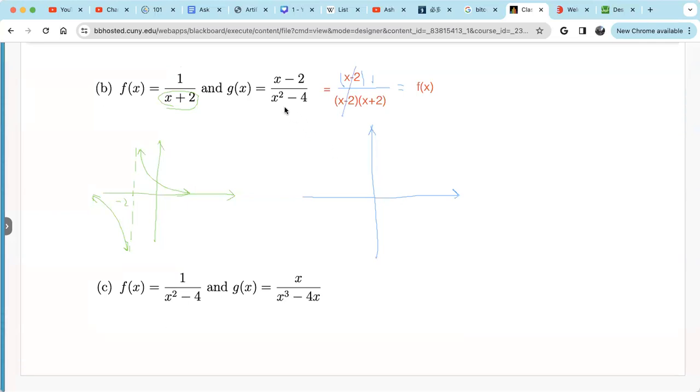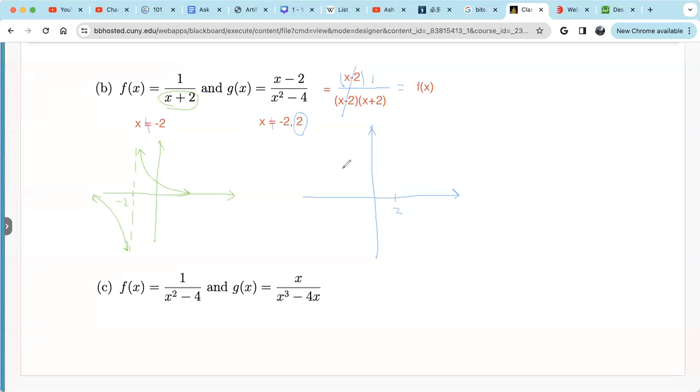But the domains are different. The domain for the first one is x not equal to -2. Not equal to, let me slash through the equal sign. The domain of g is x not equal to -2 and 2. Right? So the domains differ by this number 2 here. 2 is in the domain of f, but 2 is not in the domain of g.